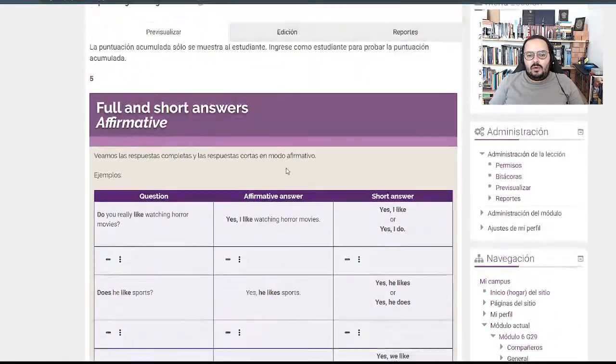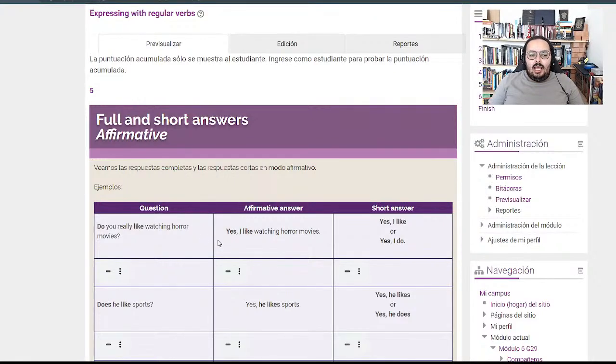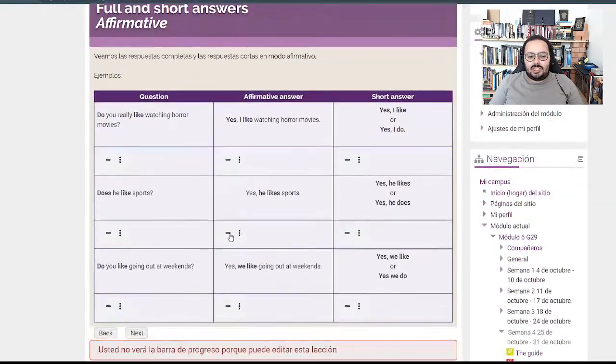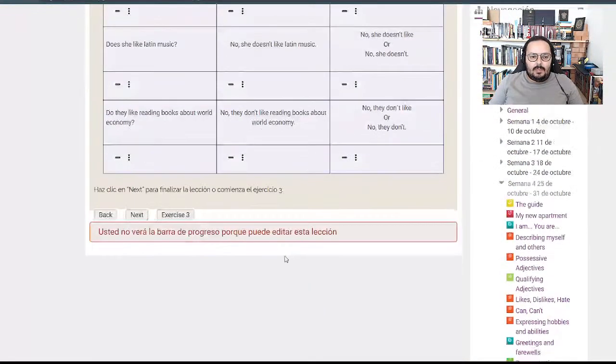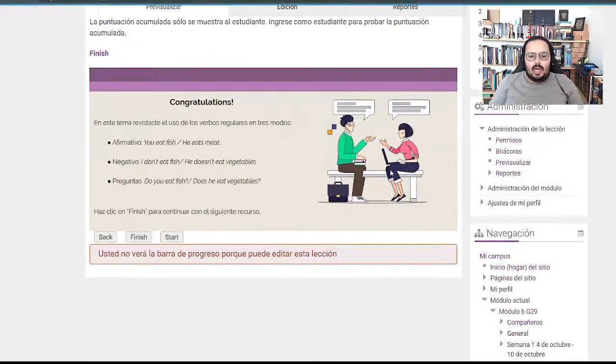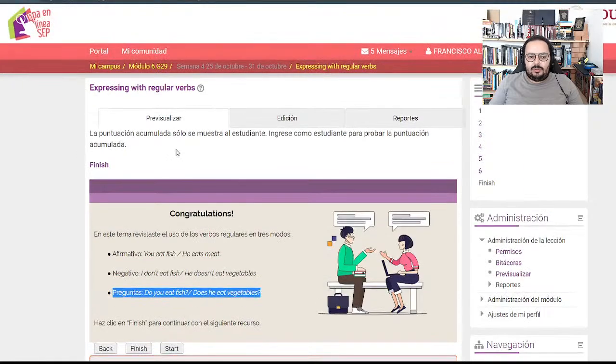Here we have the full and the short answer. For example, for the question, did you really like watching horror movies? The full answer is yes, I like watching horror movies, and the short answer, yes, I like, or yes, I do, and so on for each subject. Here are the negative answers. And well, at the end of this resource, you will learn the affirmative, the negative, and the question form.